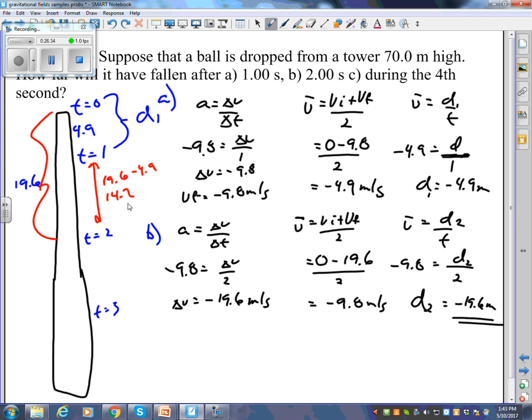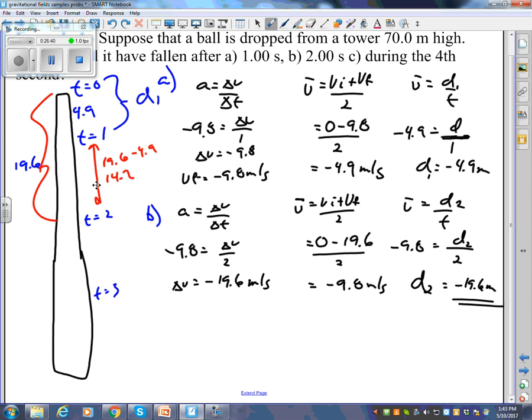So how would we do part C, during the 4th second? The first second is between 0 and 1, the second between 1 and 2, the third between 2 and 3, so the 4th second is between 3 and 4. You'd have to find how far it's gone after 3 seconds, and how far it's gone after 4, and then subtract. It would be exactly the same as this, except it wouldn't be 1 and 2, it would be 3 and 4.